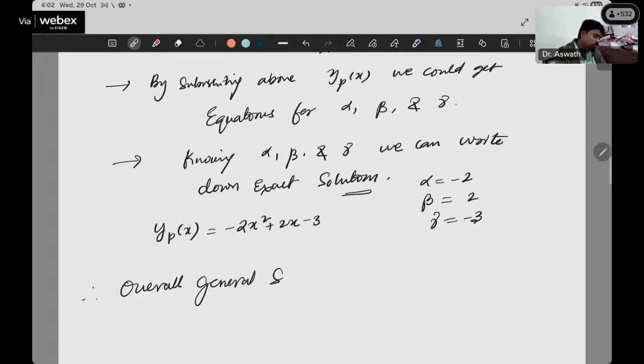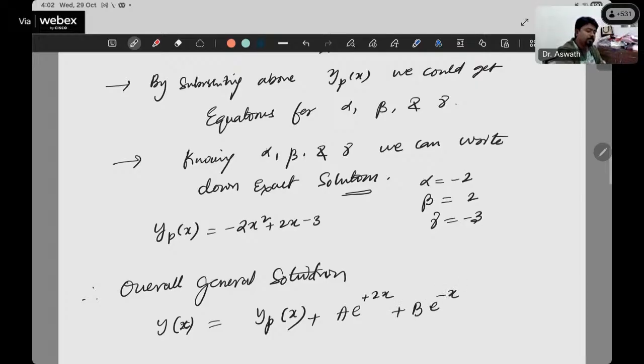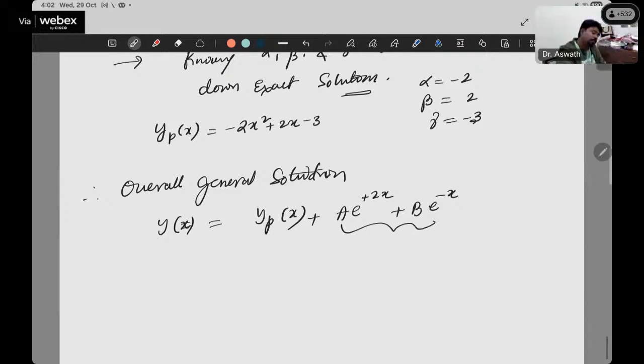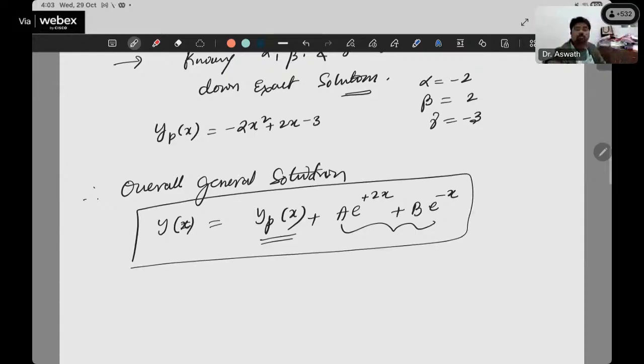general solution would be y(x) is equal to y_p(x) plus a times exponential of 2x plus b times exponential of minus x. So this is the overall general solution. There is a homogeneous part and this is the non-homogeneous part. Together they give the entire solution.